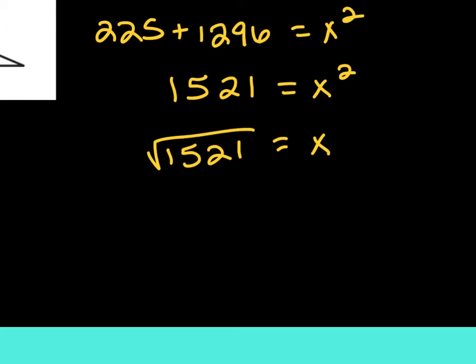So 2 obviously doesn't go into it. But let's see if 3 does. 1 plus 5 is 6, plus 2 is 8, plus 1 is 9. If when you sum the digits of that number, they add up to a multiple of 3, then we know it's divisible by 3, right? So I know this number is divisible by 3. 1,521 would be 3, and then 507.